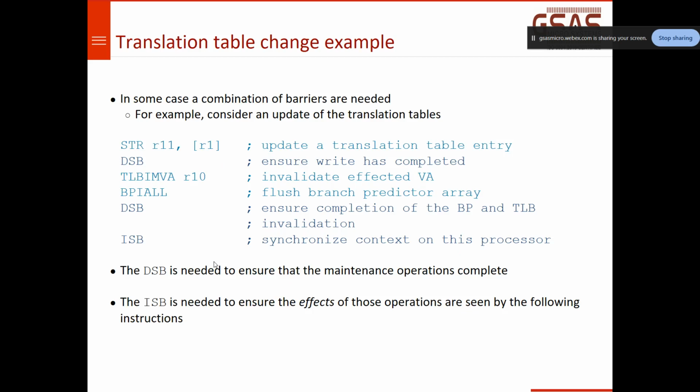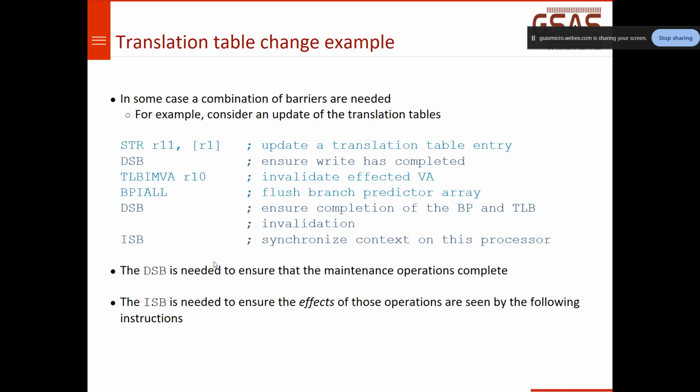So first, updating a translation table entry. Here we are changing one entry in a translation table, which maps a virtual address to a physical address. So I'm storing some data. DSB ensures that the data is modified correctly and completely in the translation table.